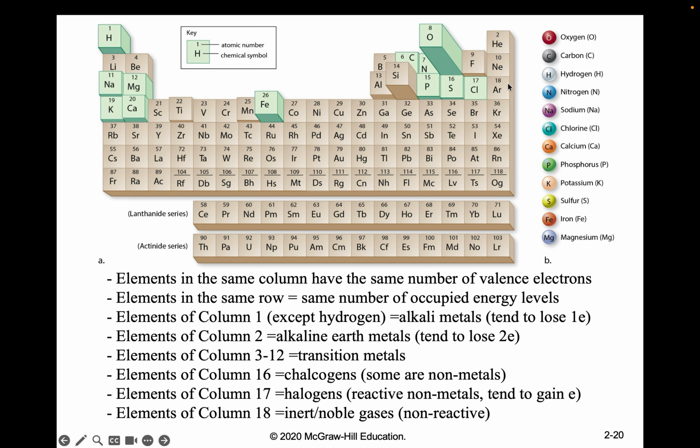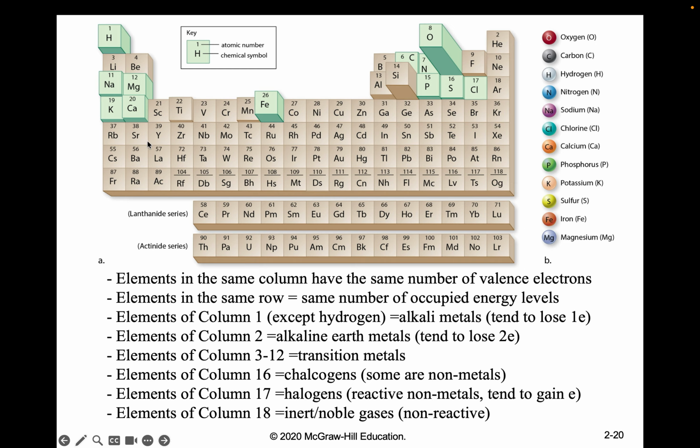And then you have column number 18, which is here, and these ones are extremely inert. By inert, I literally mean that they're noble gases. They're non-reactive because if you look at all of them, they have a complete valence shell. They have 8 valence electrons, or 2 in the case of helium. They don't need anything else. They do not react. They are extremely non-reactive, like helium, argon, neon, you name it.